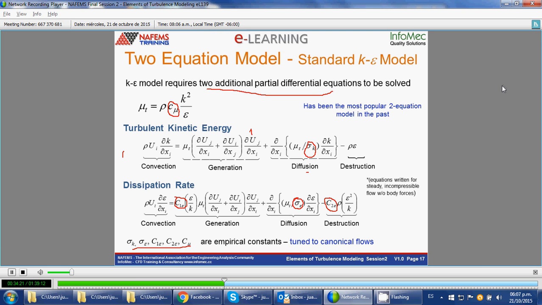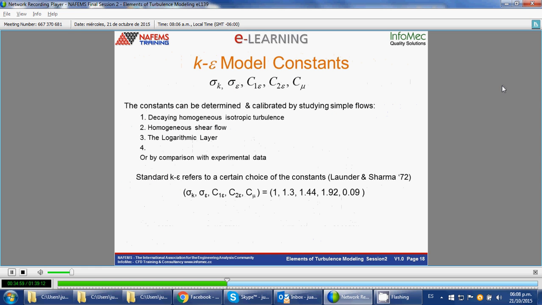Instead of having five additional equations, people said, okay, maybe we will set them as constants and determine them from experiment. So they come up with some sort of generalized flows, like flow over a step, flow over a flat plate, and those kinds of things. And they came up with values for these constants. If you use those values that came from these generalized flows, those are called the standard K epsilon model.